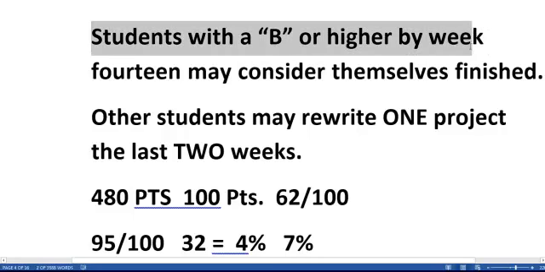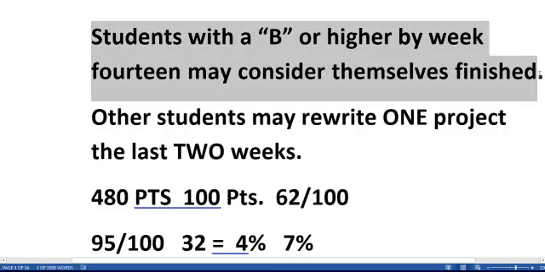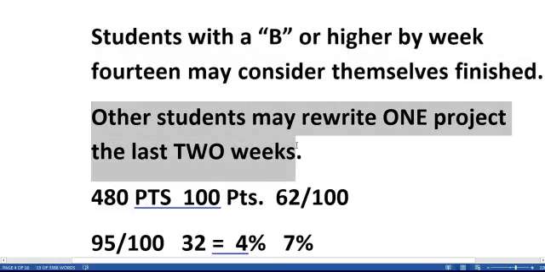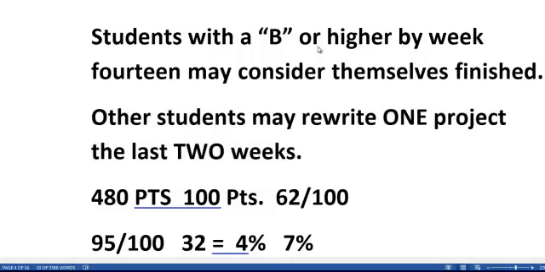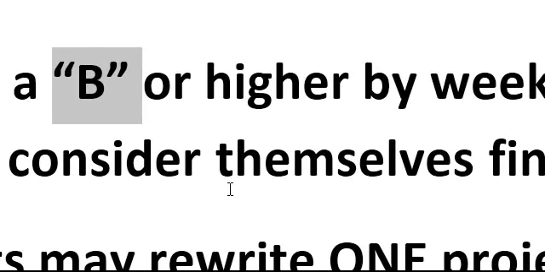At the end of 14 weeks, students with a B or higher by week 14 may consider themselves finished. Other students may rewrite one project the last 2 weeks. I will note that students who have the B or higher are welcome to stay in class. They have, after all, paid for 16 weeks of instruction. And I've even had a few students who did have a B and could consider themselves done, who promised me, yes, I'm going to come back that last 2 weeks and rewrite to get the A. But let me see, I had exactly 0 of them actually come back.